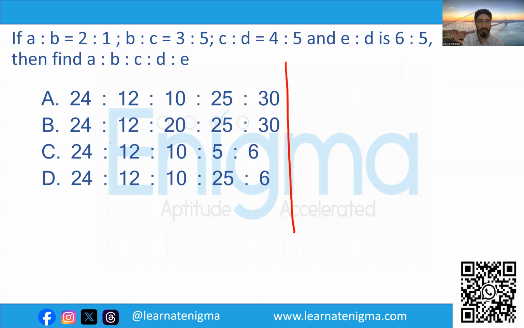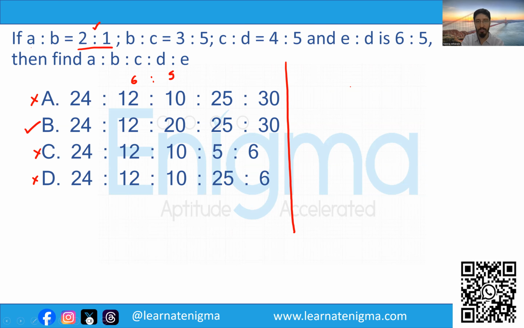Now, the ratio remains constant even if you use the joint ratio as well. So A is to B is 2 is to 1. So you can find 24 is to 12 everywhere, which gets reduced to 2 is to 1. Now B is to C should be 3 is to 5. Now if you reduce 12 is to 10, then it gets reduced to 6 is to 5. It should be 3 is to 5. And therefore, all options involving 12 is to 10 will get eliminated.